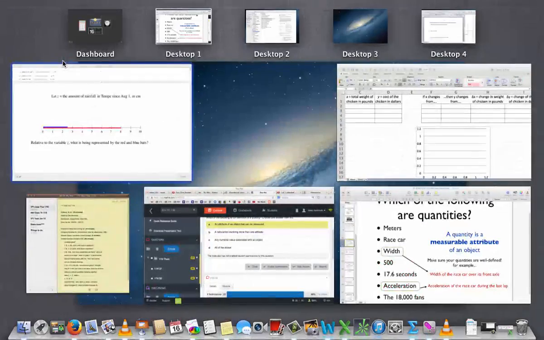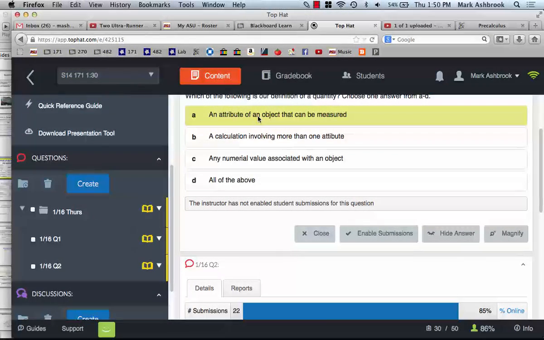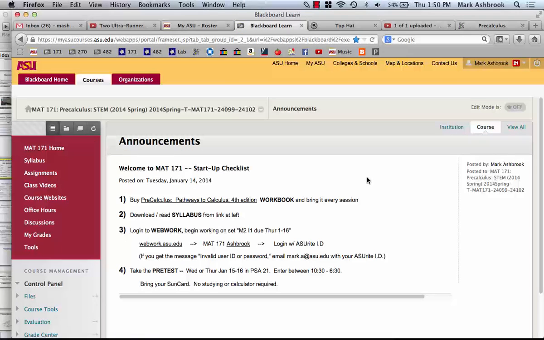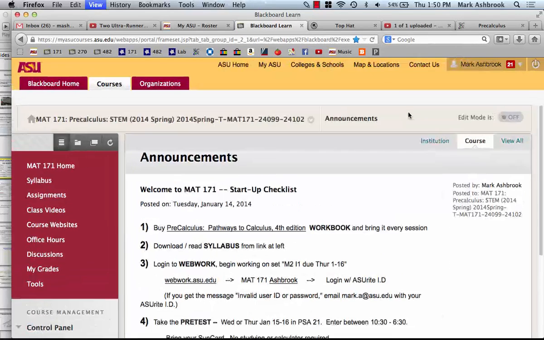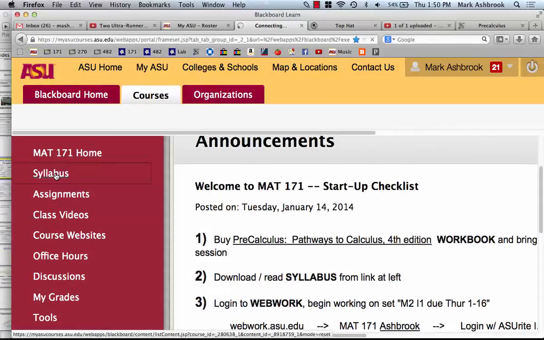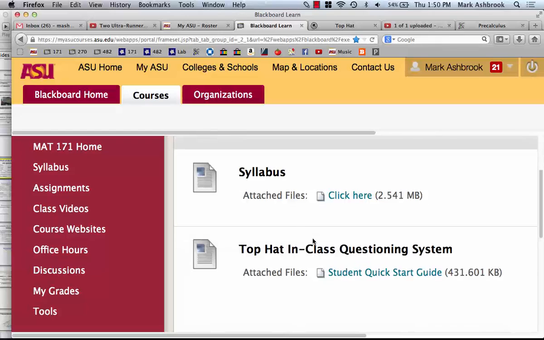I just want to visit Blackboard and show you around a little bit more here. I've started some new things. Here in the home page is where there'll be announcements. Syllabus, you should have already found it. And also in that syllabus section, there's a student startup guide for the Top Hat. Probably you won't need it. You'll learn all that stuff on the fly, but just in case, you can check that out.